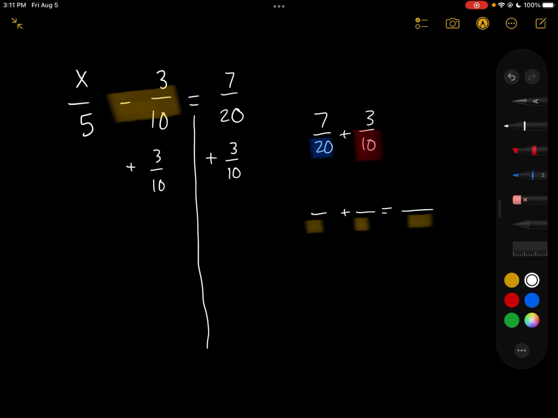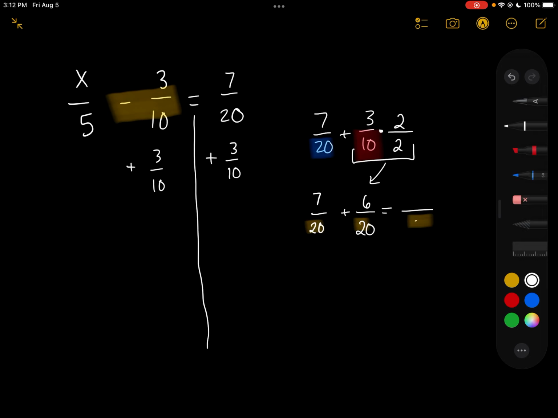So if we take a look at a number like 20, and a number like 10, well, 10 goes into 20. So what we could do is multiply 10 by something that gets us a final answer of 20. So 10 times 2 would get us a final answer of 20. So we keep our first fraction, our 7/20. On top, we have 3 times 2, so that'll get us 6. On the bottom, 10 times 2 will get us 20. So we've converted this 3/10 into 6/20.